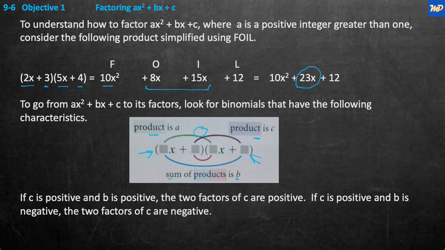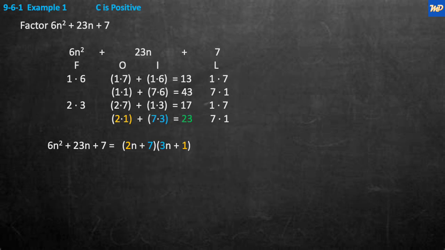Also, if C is positive and B is positive, the two factors of C are positive. We learned this in the last section. If C is positive and B is negative, the two factors of C are negative. Okay, we're going to move on.